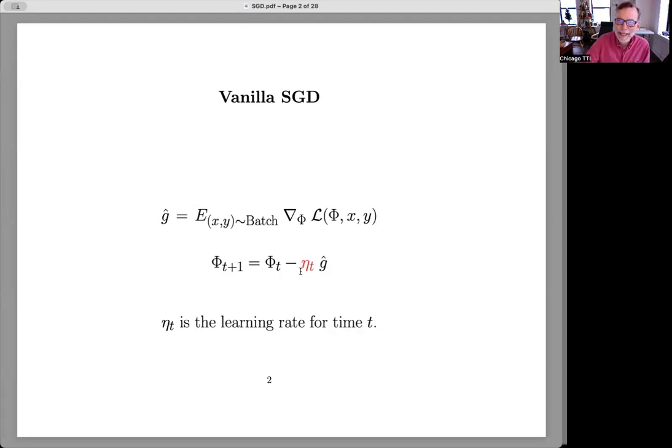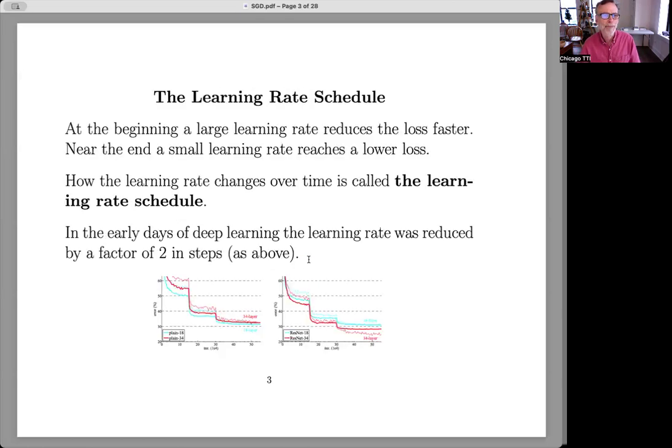And this learning rate is incredibly important, and it's going to change over time. So I'm subscripting it with time. The learning rate is changing over time. The change of the learning rate over time is called the learning rate schedule. And in this picture, we're seeing a learning rate schedule that was used quite a long time ago. It's not really used anymore, where the learning rate is being reduced by a factor of 2 in 2 steps.